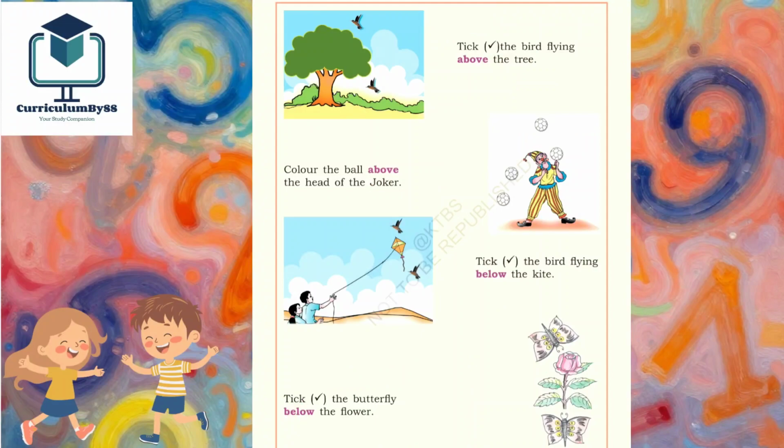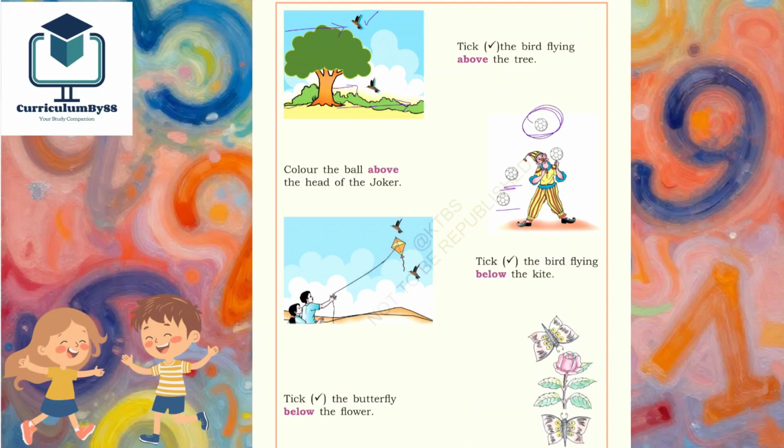The bird flying above the tree. Here, this is the tree and this is below the tree and it is above the tree. So now you have to tick the bird which is flying above the tree. Which is flying above the tree? This bird. Color the ball above the head of the joker. These are below the head of the joker. And above is this one. You need to color this ball.